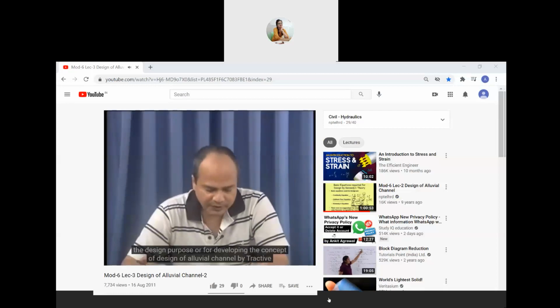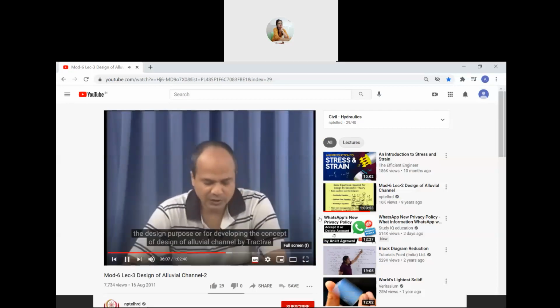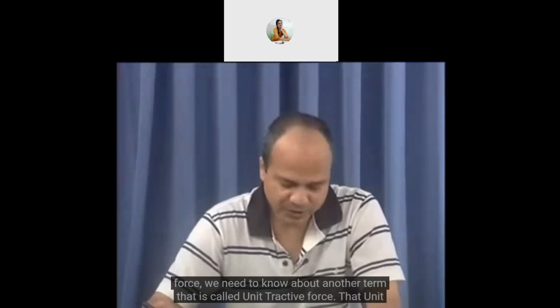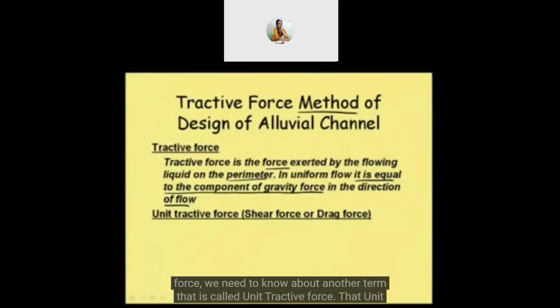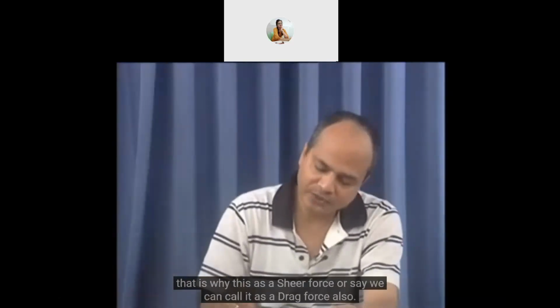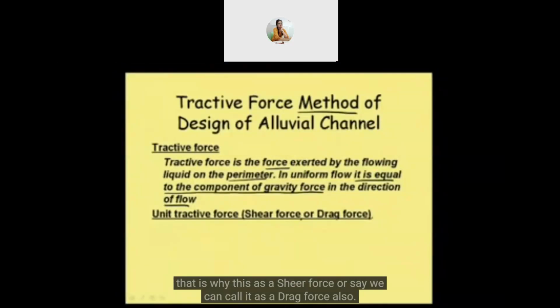But for the design purpose, for developing the concept of design of alluvial channel by tractive force, we need to know another term called unit tractive force. Unit tractive force is also called shear force or drag force. Unit tractive force means tractive force per unit area. When we talk about force per unit area, we normally use the term pressure, or stress. But in the case of tractive force, the term unit tractive force is popularly used. And of course, we can call it a shear force, or a drag force also.